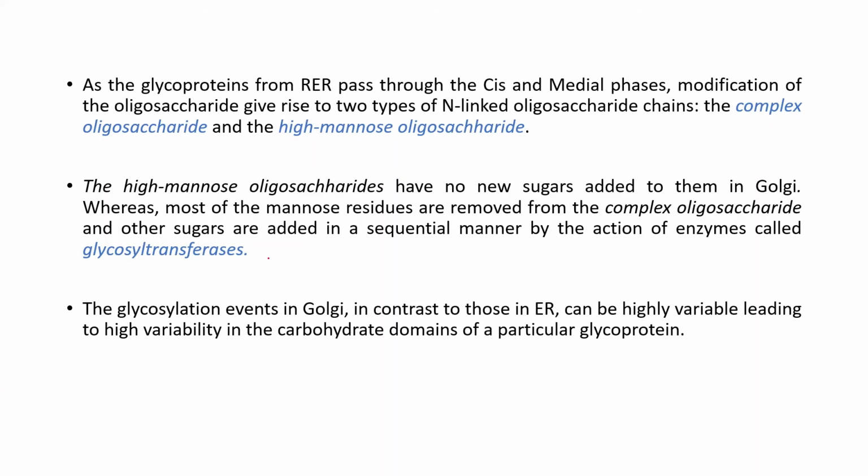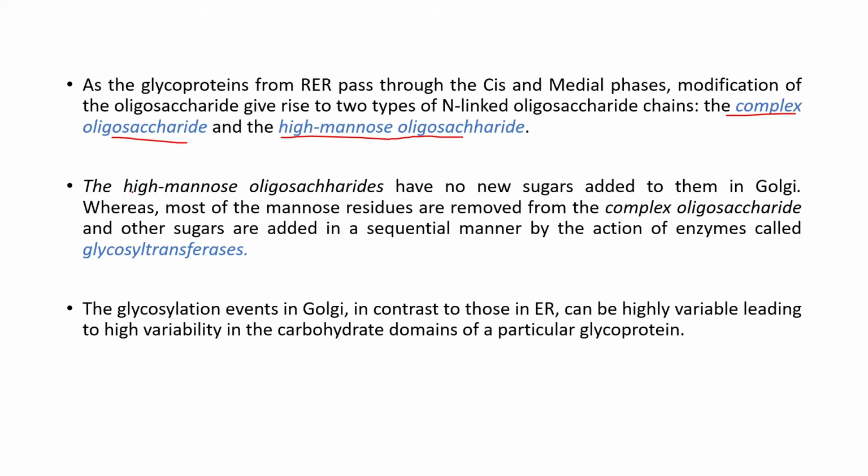As the glycoprotein from RER passes through the cis and the medial phase of the Golgi network, the oligosaccharide gives rise to 2 types of N-linked oligosaccharide chains. So in cis and medial Golgi, the oligosaccharide is modified in 2 ways. It can be modified in any of the 2 ways. And due to these 2 different modifications, we get 2 different N-linked oligosaccharide chains. One is called the complex oligosaccharide and the other is called the high mannose oligosaccharide.